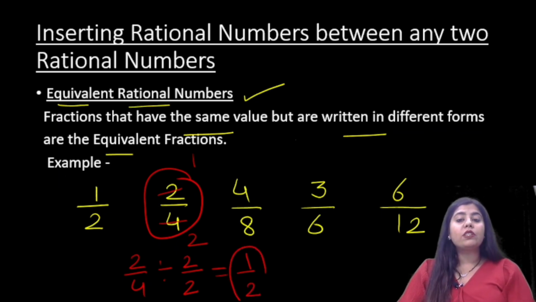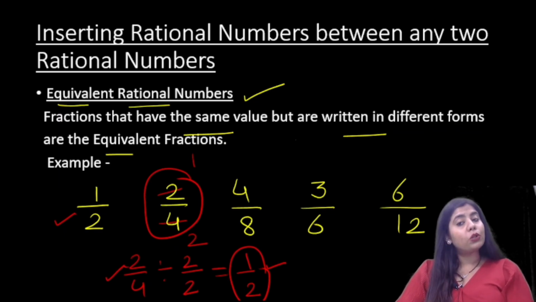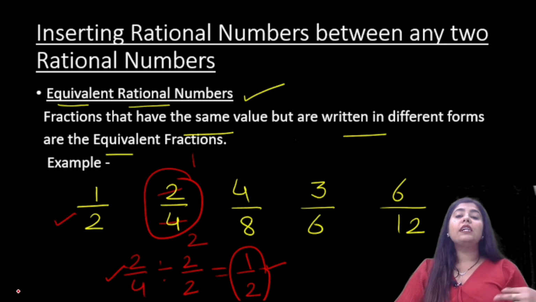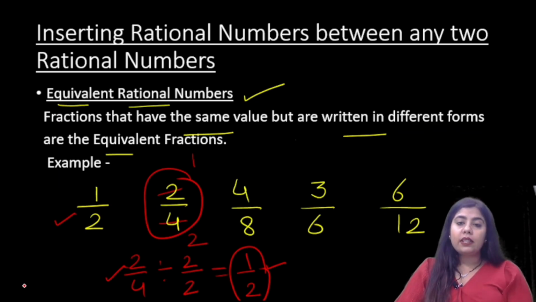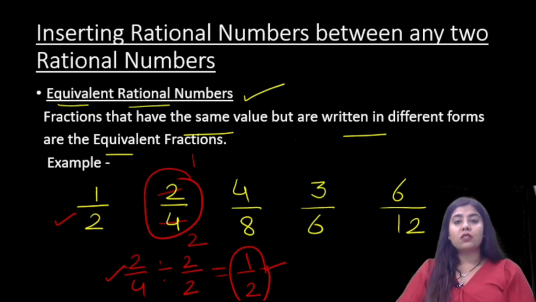So 2 by 4 is equal to 1 by 2. It means this and this both are the same. 1 by 2 and 2 by 4 are the same, but they are written in different forms. So those fractions which have the same value but are written in different forms are the equivalent fractions. Hence we can say that 1 by 2 and 2 by 4 are equivalent fractions.